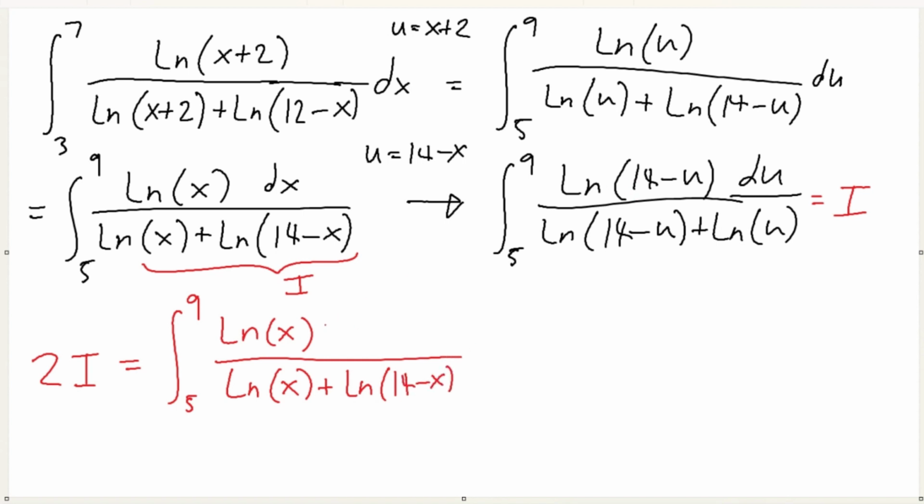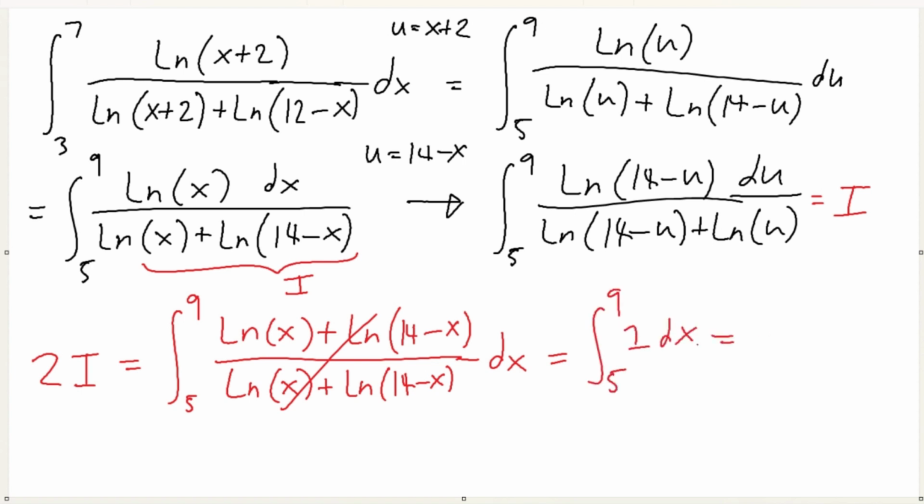And plus ln of 14 minus, again, interchange the variables because they equal the same thing. As you can see, they just cancel out. So we have 1 dx. This is equal to 9 minus 5, 4. 2I is equal to 4. Therefore, our integral is equal to 2. And that is our answer for this integral here.